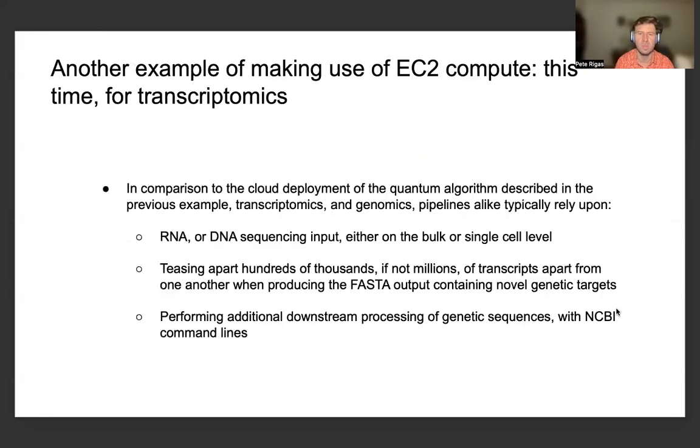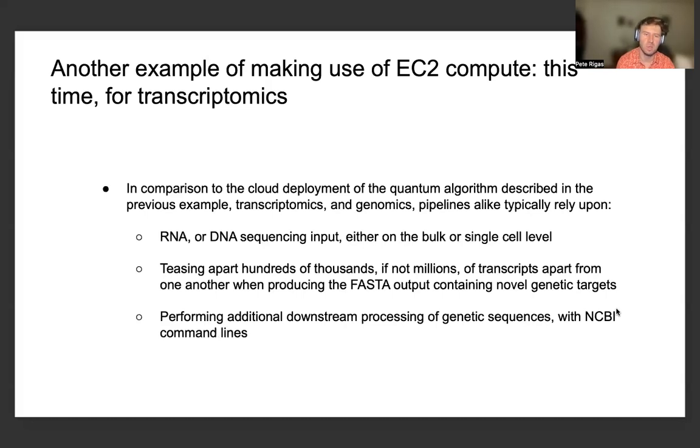And another example of making use of the AWS EC2 compute, this time for transcriptomics. So in comparison to the cloud deployment of the quantum algorithm we described in the previous example, there can exist room for also making use of this AWS ecosystem in the file system, in the EC2 instance, and the general purpose EC2 instance for transcriptomics and genomics pipelines alike.